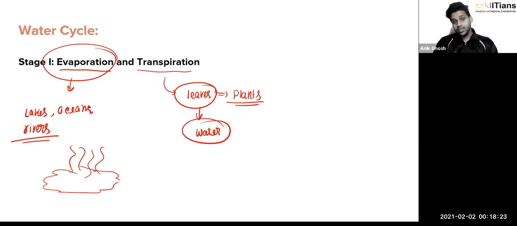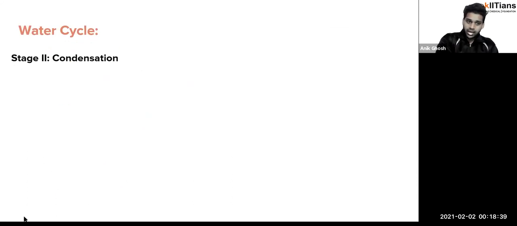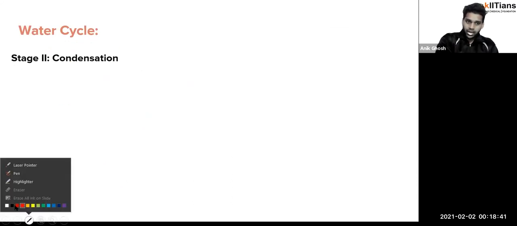And what is the reason behind it? Because of the heat coming from the sun. Okay, heat from the sun. Fine, that is the reason for this evaporation. Okay, and after the evaporation, the next process is condensation.